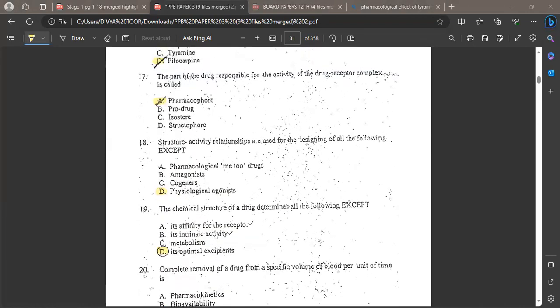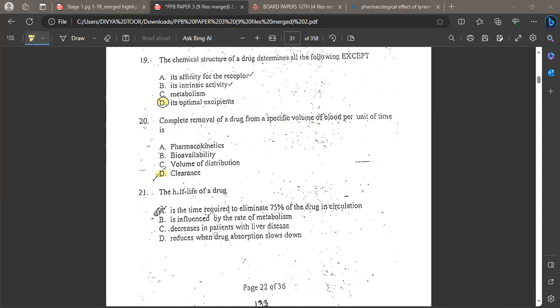Irregardless. All right. Complete removal of a drug from a specific volume of blood per unit of time is pharmacokinetics, bioavailability, volume of distribution, and clearance. That one. Yeah? Okay.